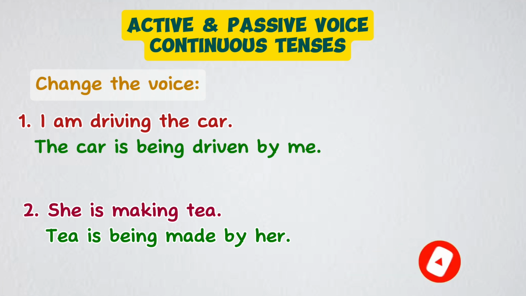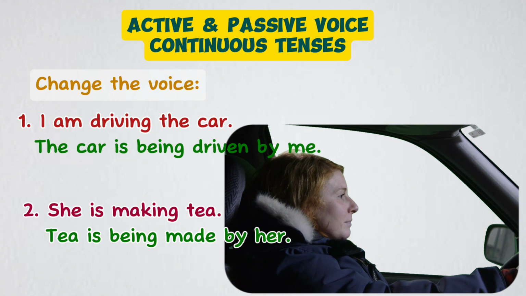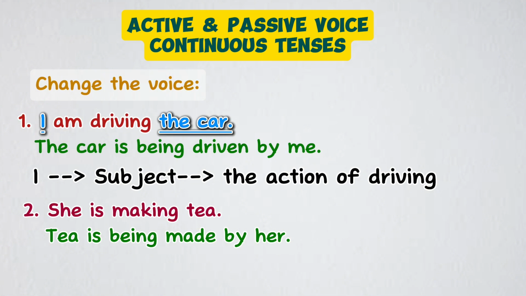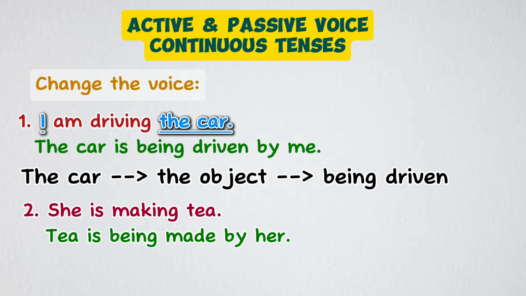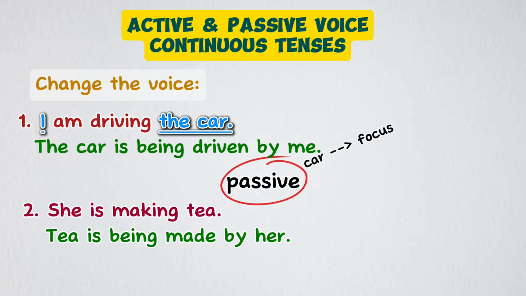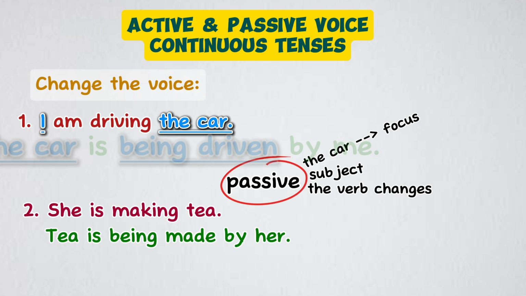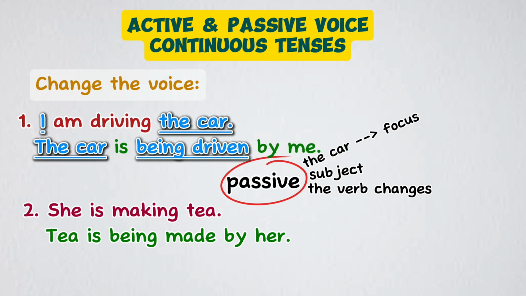Let's do. I am driving the car. The passive is the car is being driven by me. The focus shifts from the subject performing the action to the object receiving the action. Here, I is the subject performing the action of driving, and the car is the object being driven. In the passive voice, the car becomes the focus and the subject of the sentence. The verb changes to a form that emphasizes the action being performed on the car. Thus, I am driving the car becomes the car is being driven by me, maintaining the original meaning.